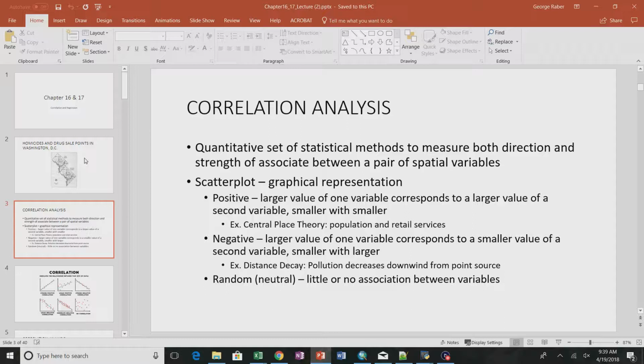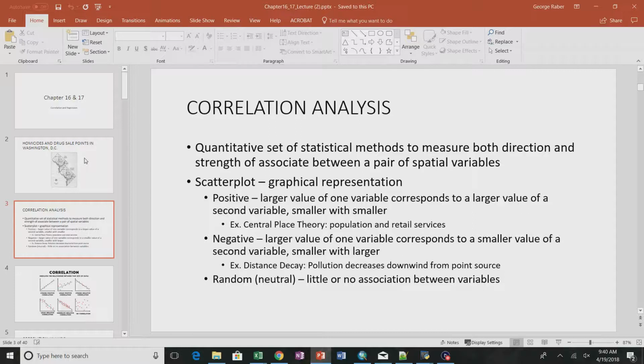Correlation analysis is the quantitative set of statistical methods to measure both the direction and the strength of the association between a pair of spatial variables. Now, we say spatial, but they don't actually have to be spatial. In this course most of them will be, but they could just be individual observations. In whatever our data set is, we're looking at two different variables and seeing how those variables change with one another.